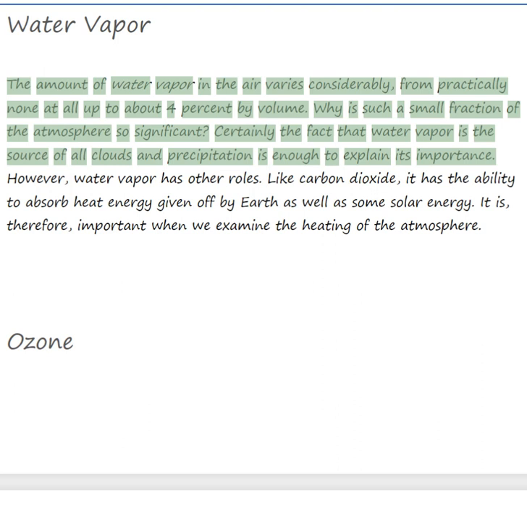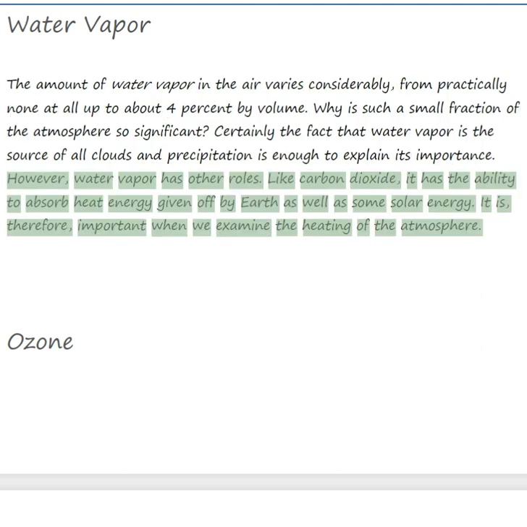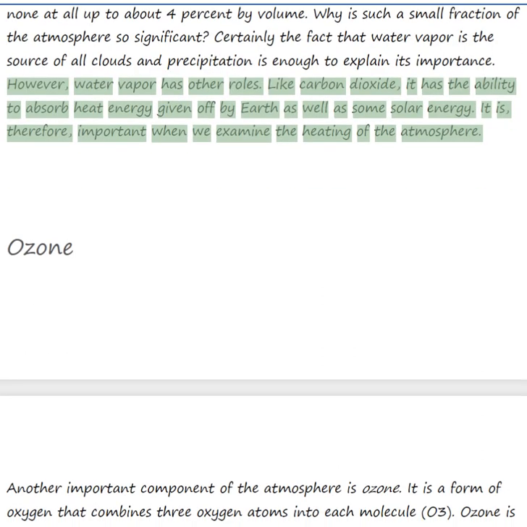Certainly the fact that water vapor is the source of all clouds and precipitation is enough to explain its importance. However, water vapor has other roles. Like carbon dioxide, it has the ability to absorb heat energy given off by Earth as well as some solar energy. It is, therefore, important when we examine the heating of the atmosphere.